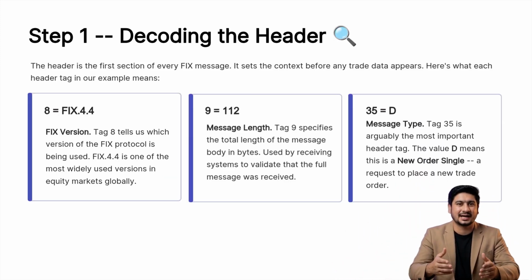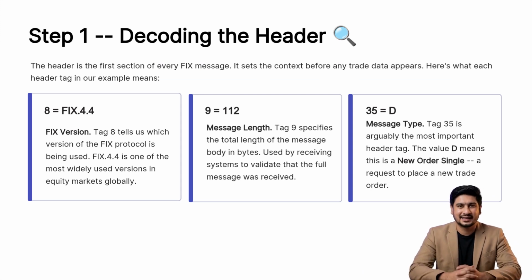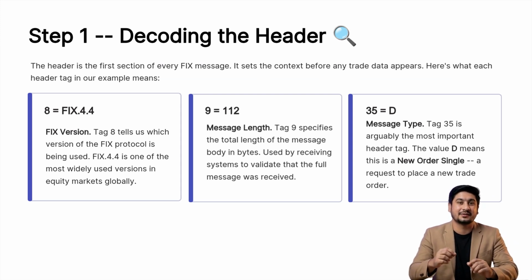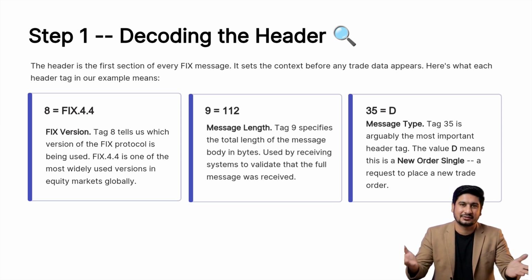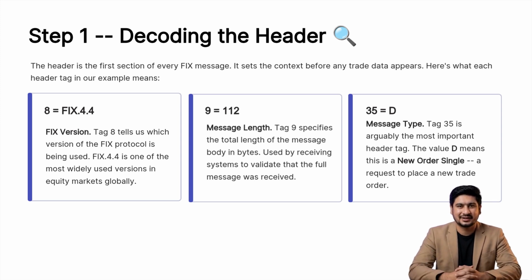The header of a Financial Information Exchange message sets the context. Tag 8 indicates the FIX version. Here, Financial Information Exchange 4.4, widely used in equity markets. Tag 9 shows the message length, ensuring complete receipt. Tag 35, crucially, identifies the message type. D signifies a New Order Single, initiating a trade order.